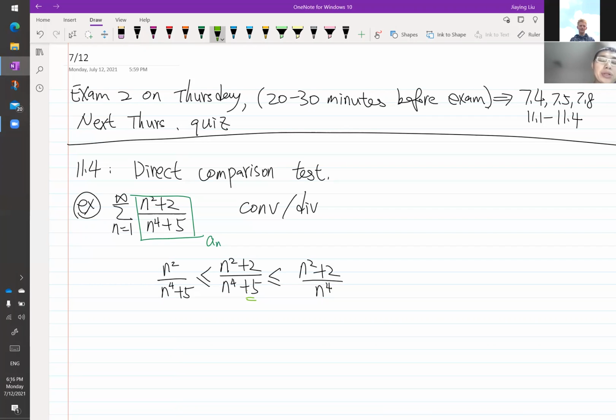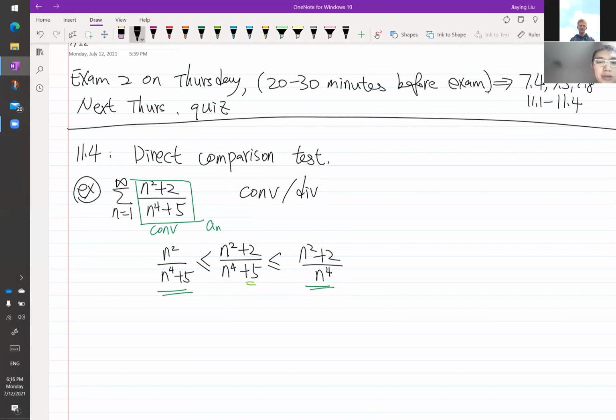We want to know whether the series converges or diverges. So you can either pick the one that's smaller or the one that's bigger to work with. By inspection, I'm going to begin with the one on the right, because that's a little bit easier to find the sum of that series. So we're going to use the one on the right.